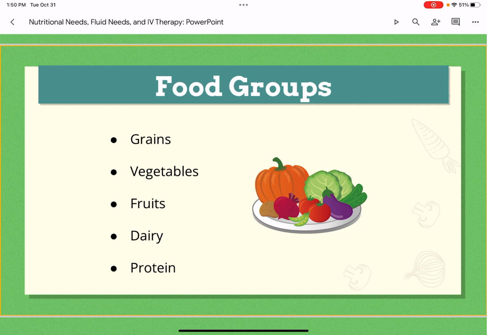Dairy includes all milk products, yogurt, and cheese. Protein foods are made from meat, poultry, seafood, eggs, processed soy products, nuts, and seeds. Beans and peas are in this group and are also in the vegetable group.